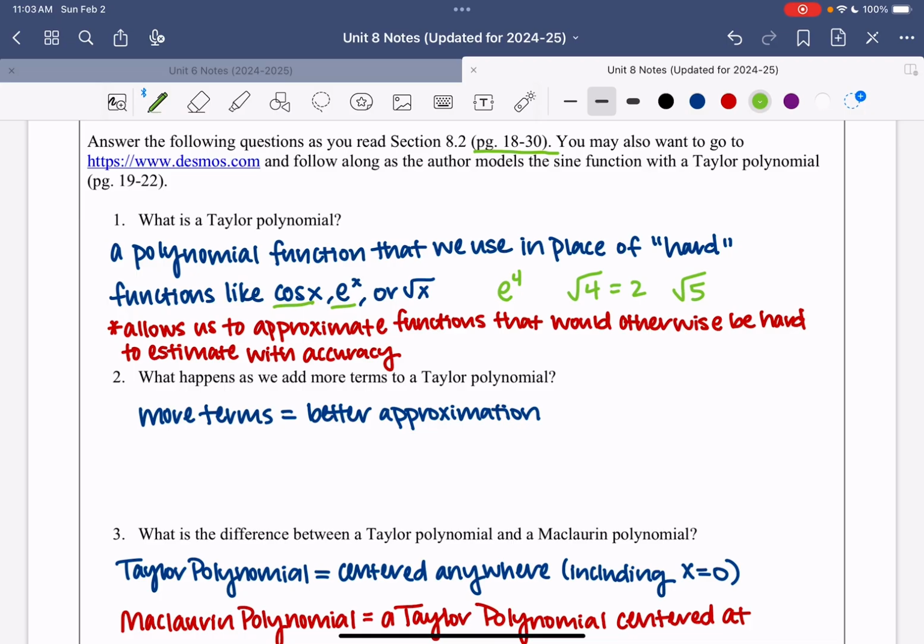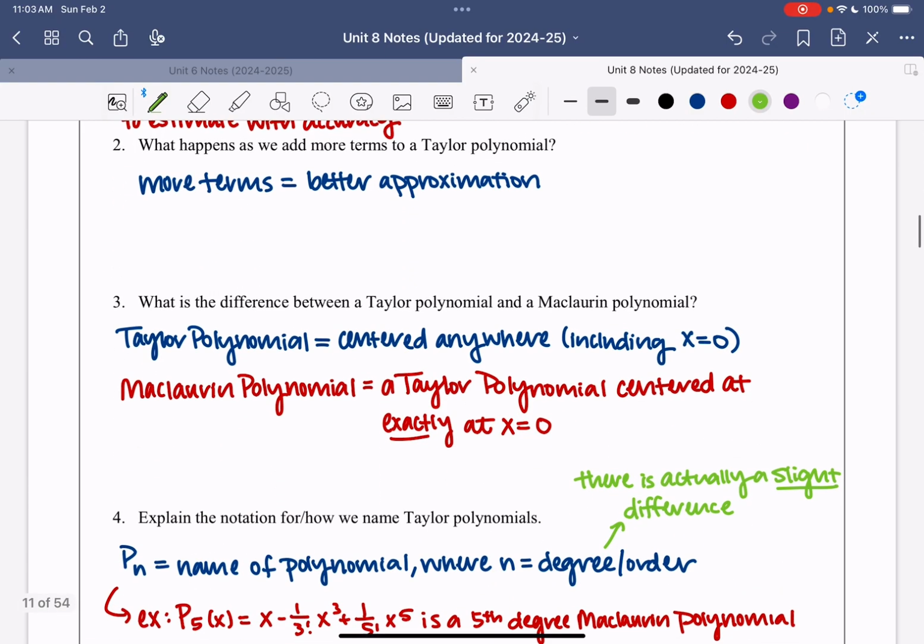We know that as we add more terms to a Taylor polynomial, we get a better approximation. So we get a larger polynomial, and that means it's going to extend out how well our approximation is. The difference between a Taylor polynomial and a Maclaurin polynomial depends on where they're centered. A Taylor polynomial can be centered anywhere, but a Maclaurin polynomial is centered exactly at 0.